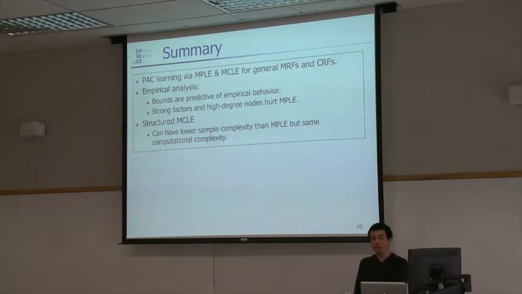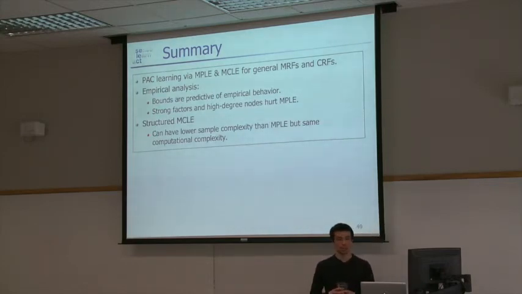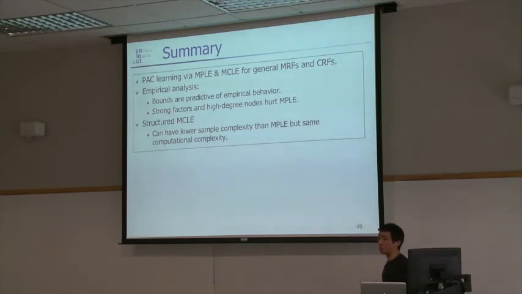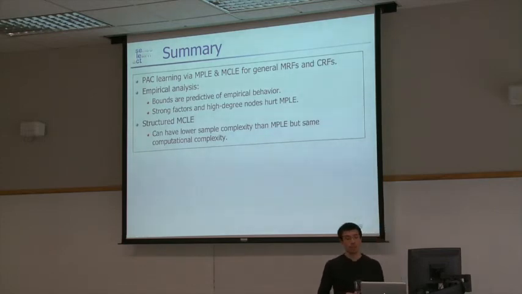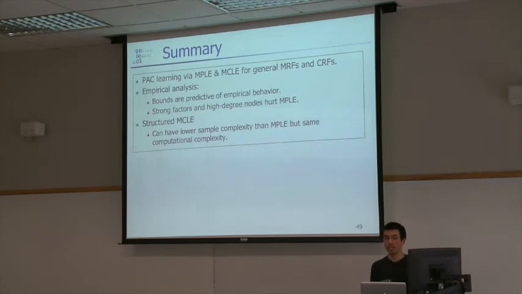So to sum up, I've looked at PAC learning via pseudo-likelihood and composite likelihood for general MRFs and CRFs. And through an empirical analysis with synthetic models, shown that the bounds are predictive in terms of empirical behavior and dependence on problem-specific parameters. But there are issues such as strong factors and high-degree nodes hurting pseudo-likelihood. And we've seen how structured composite likelihood can somewhat overcome this.